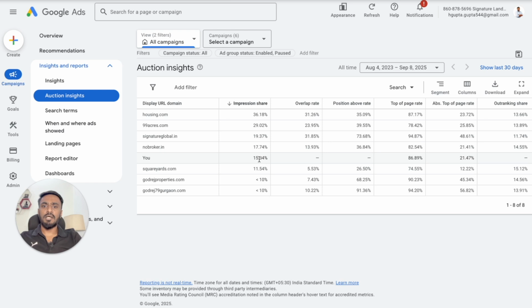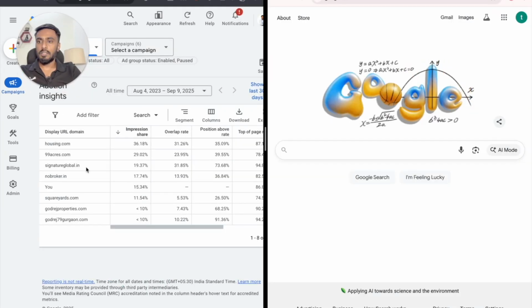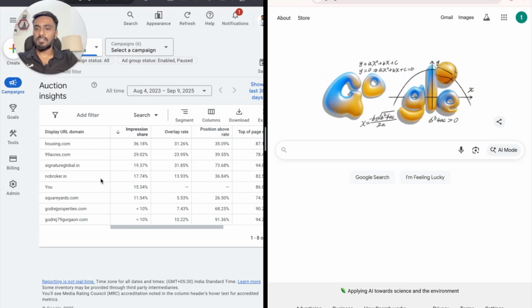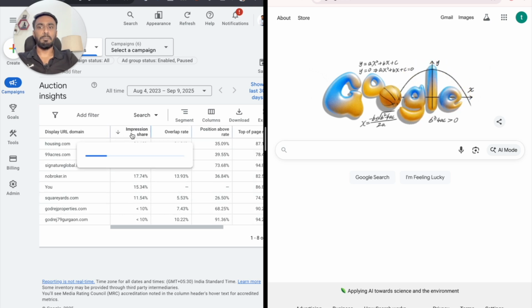Now let's learn about what an impression share is, what the top of the page rate is, and what the absolute top of the page rate is, and why it's important for us to understand this data to eventually scale up our campaigns and see where we are lacking. Now we're going to learn about Auction Insights, and how it's helpful for us to scale up our campaign and to understand how our campaign is actually performing. As you can see here, this is us, and these are all the different competitors who are running ads around us. The first thing you notice is the impression share.